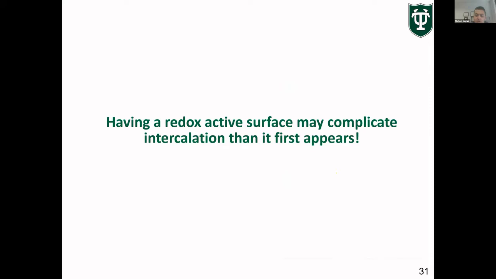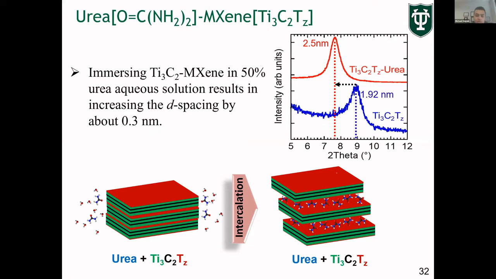This all suggests that we need to take another look at what happens when you have a redox active surface in close contact with an intercalant. Does the intercalant stay the same or do some changes happen to it? So here's an example for urea. If you heard yesterday's talk, MXene can be used for dialysis and for a portable kidney, and this great work has been reported. But actually we did this work in parallel. We were not aware of the urea for dialysis.